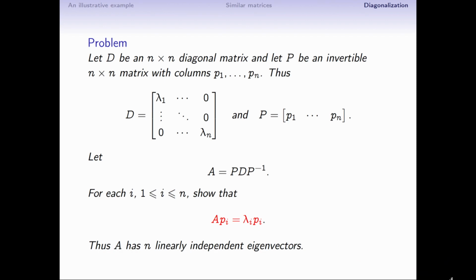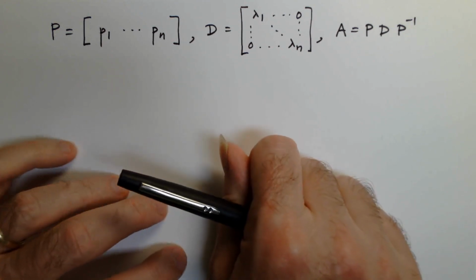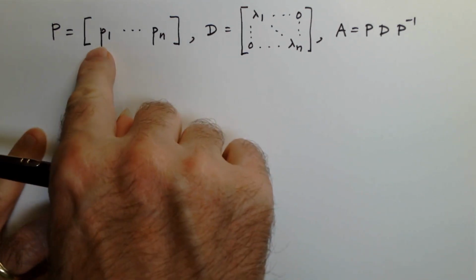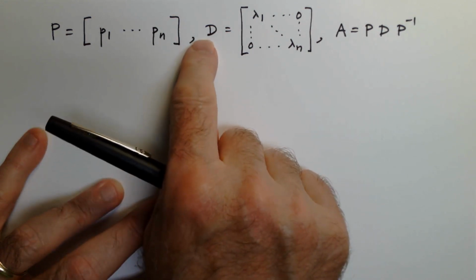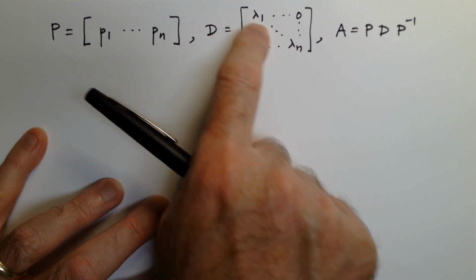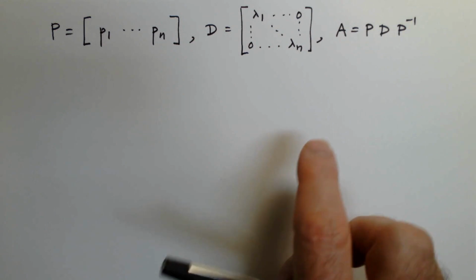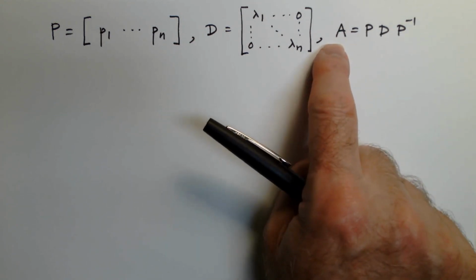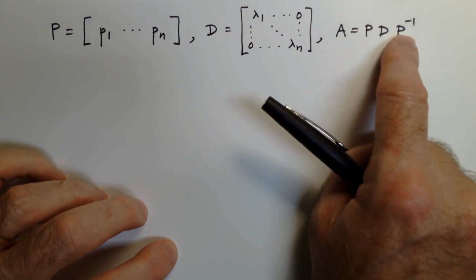Now, let's go to the document camera and work out the details of the solution to this problem. All right, welcome to the document camera. In this problem, we've got a matrix P whose columns are represented by P1 through Pn. We've got a diagonal matrix D with elements on the main diagonal consisting of lambda 1 through lambda n. We're told that the matrix P is invertible, and we're forming a new matrix called A, which is just the product of P times D times P inverse.